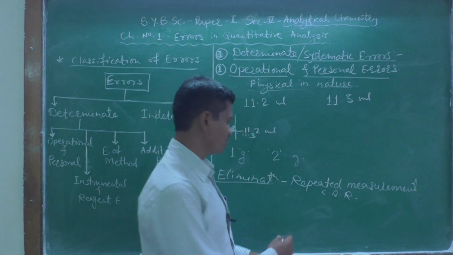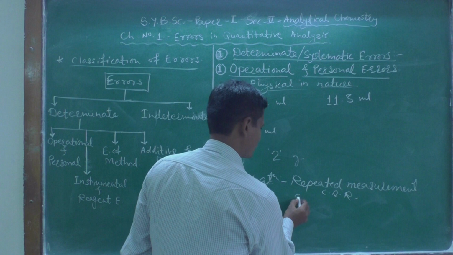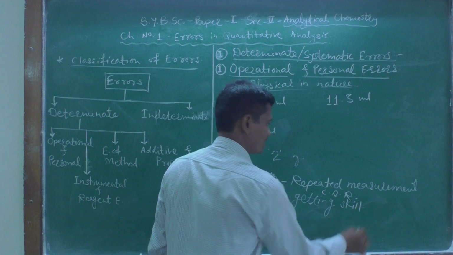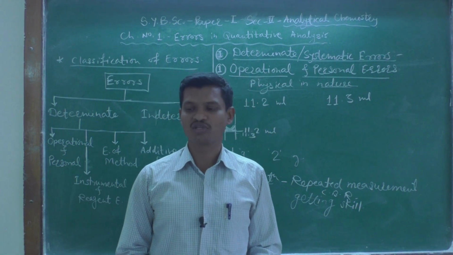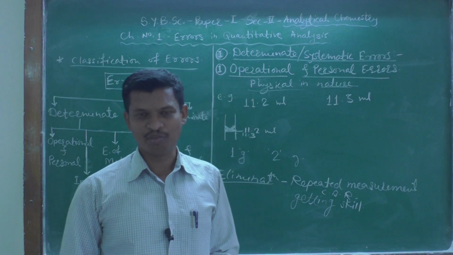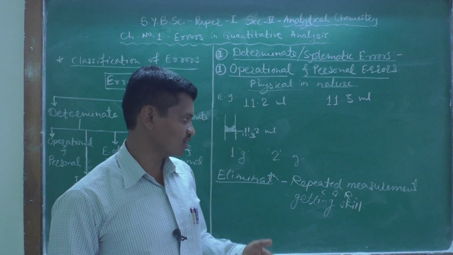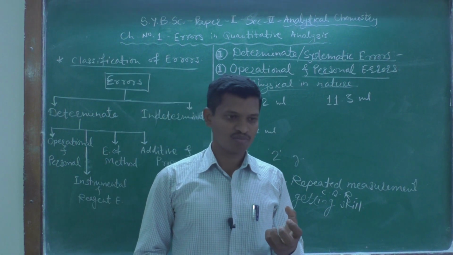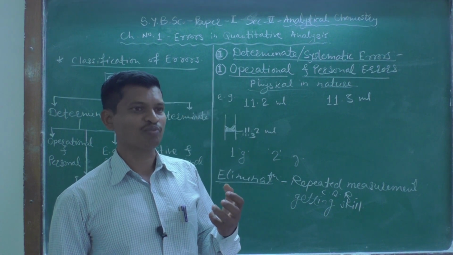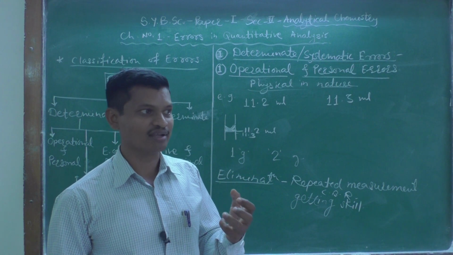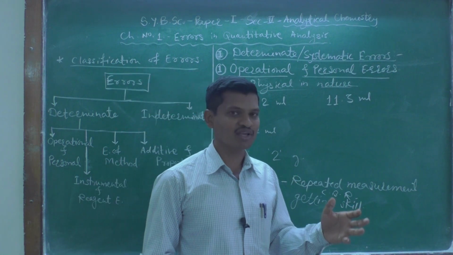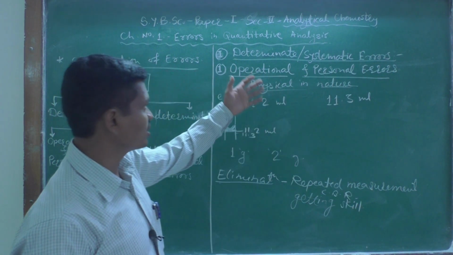Okay, so by repeated measurements or by getting skills, one can eliminate these operational or personal errors. In other words, if a particular person has a good practical hand, then from that person there is very little chance of having personal errors. Okay, so this is all about the personal and operational errors.